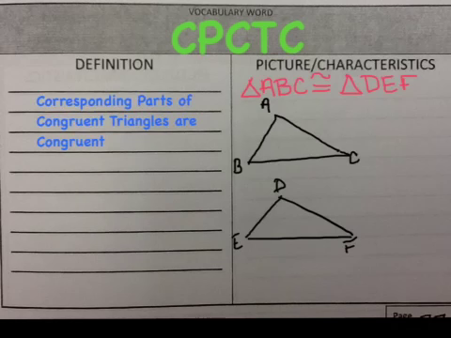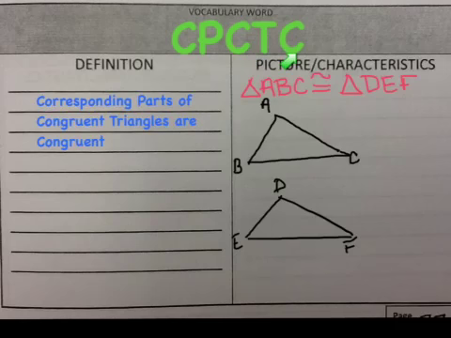Okay, your first vocab word is actually just a bunch of letters, C, P, C, T, C, which stands for corresponding parts of congruent triangles are congruent. Okay, well that sounds really confusing. Corresponding parts of congruent triangles are congruent.